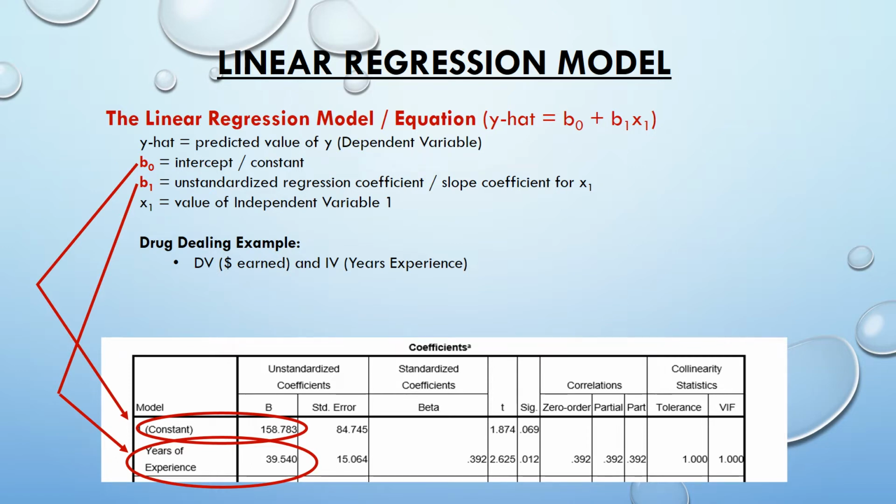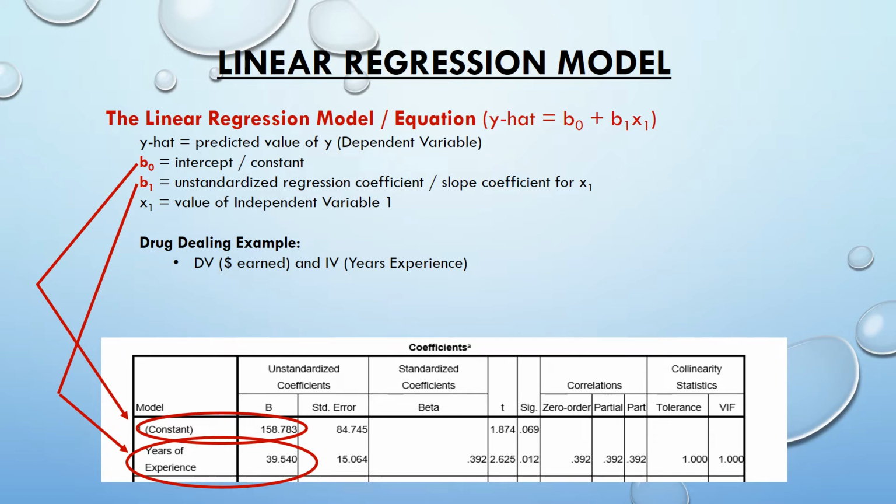In this case, y hat, which is usually written as a y with a little inverted v over the top of it. I'm just going to call it y hat, and we'll come back to what it is. y hat equals b sub 0 plus b sub 1 times x sub 1. So what are those various components? First of all, that y hat is the predicted value of our dependent variable. In our example, we're trying to predict how much money a drug dealer is going to make each month.